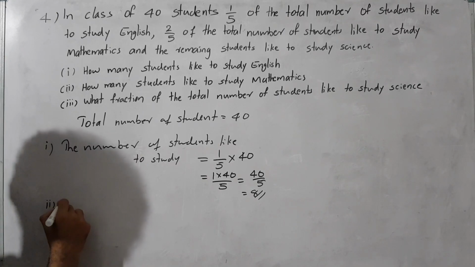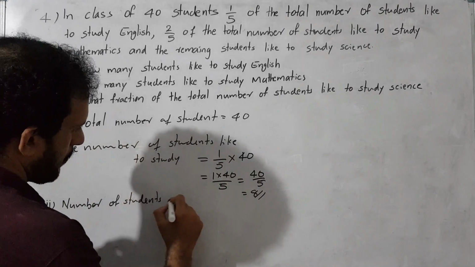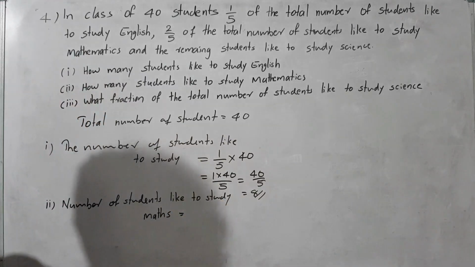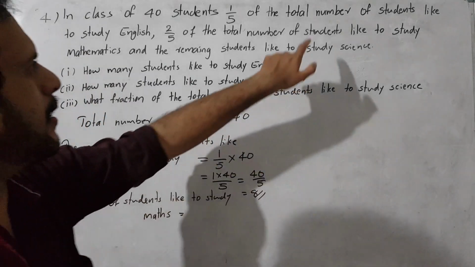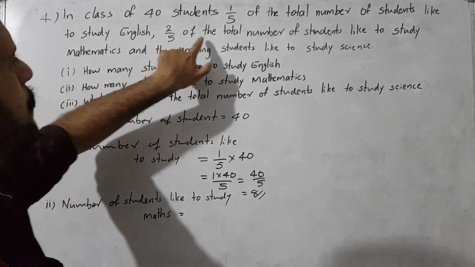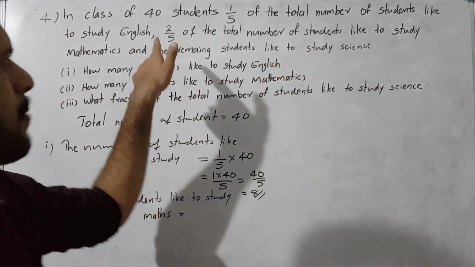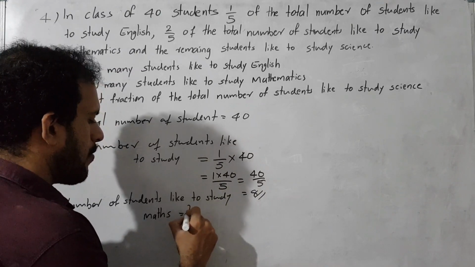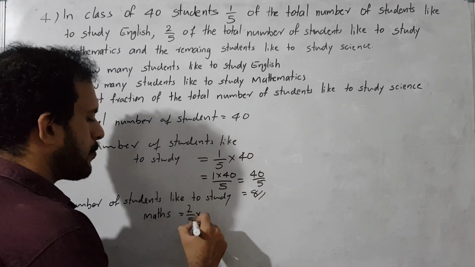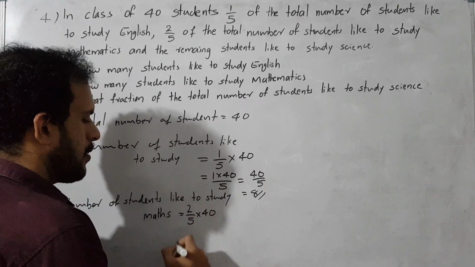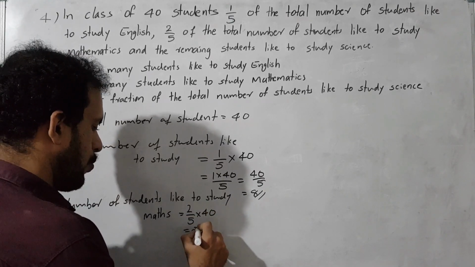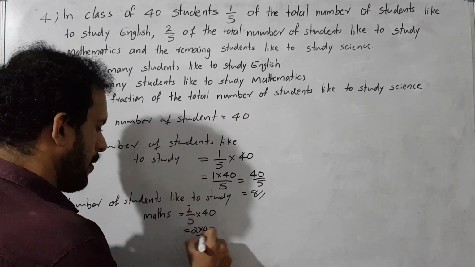Second, the number of students who like to study math is equal to, how many students like to study math? 2/5 of the total number of students. 2/5 of means 2/5 into total number of students. What is that? 40. Is equal to, how to write? 2 into 40/5.